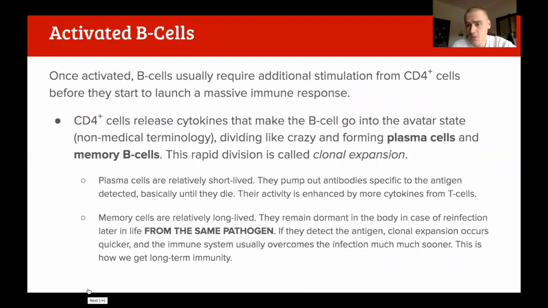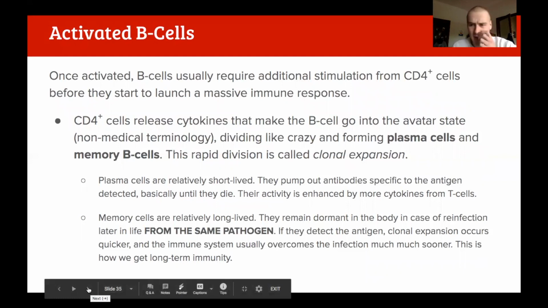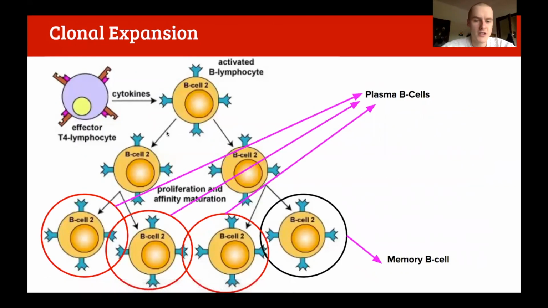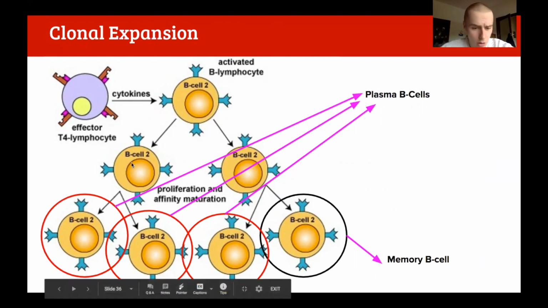If you get chickenpox as a really young child, you'll probably never get chickenpox again. Although, as you will learn in probably semester 2, you can also get shingles later in life from the same virus via different pathways. Here we've got clonal expansion. So we can see that our cytokines are activating this B cell, and it differentiates to form more B cells, which then differentiate to form more B cells. So we get loads of plasma cells, which pretty much die. They're circled in red once they've served their purpose. But our memory B cells stay in the plasma for a long, long time.